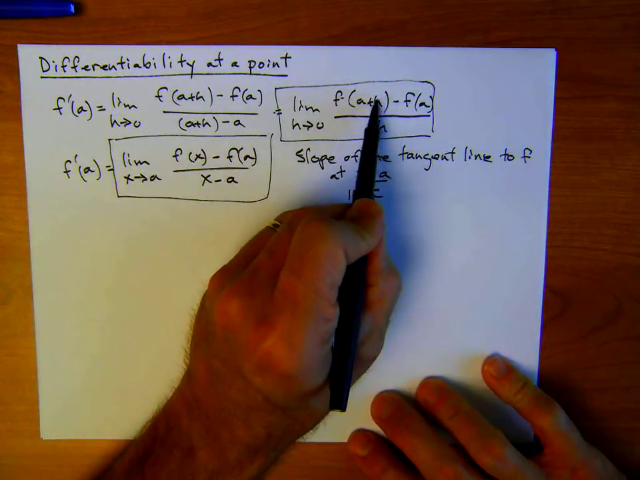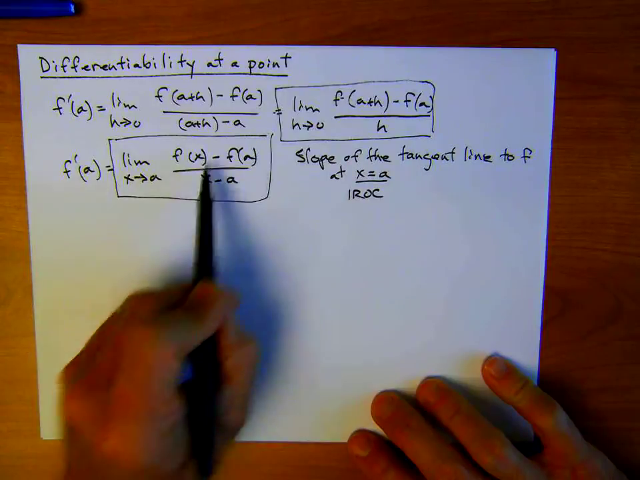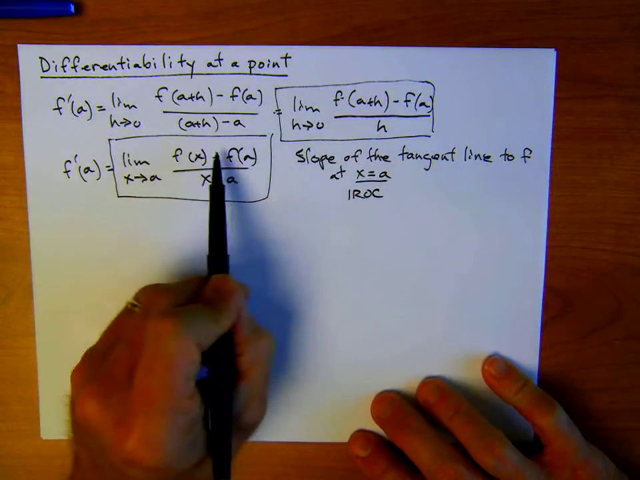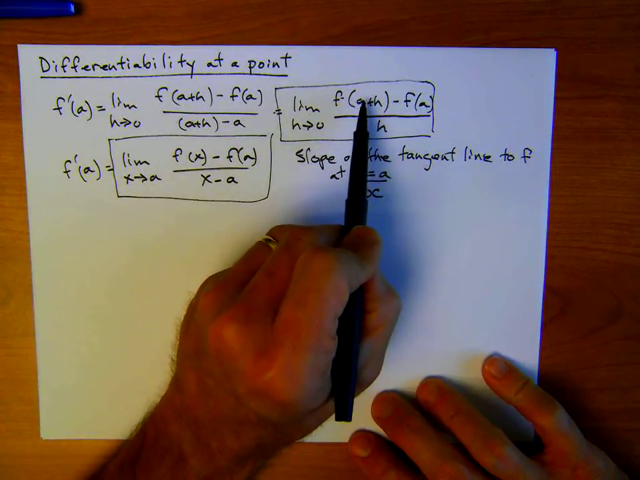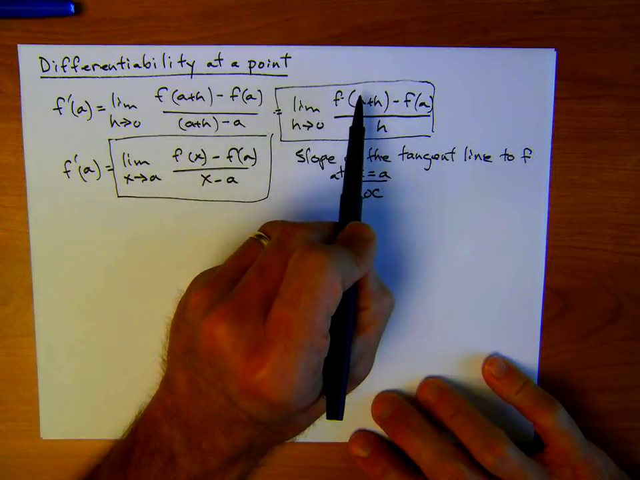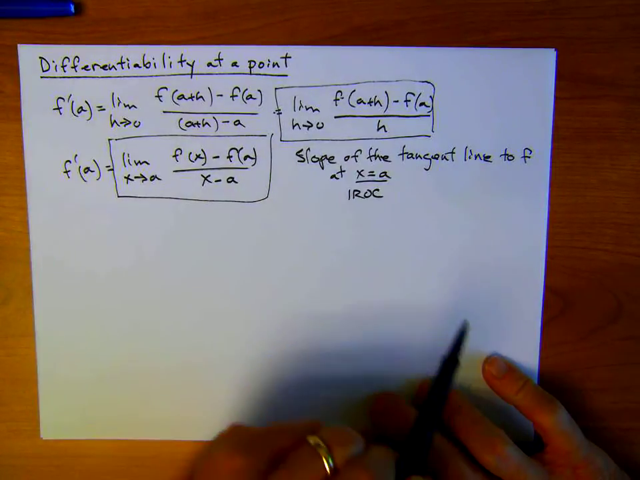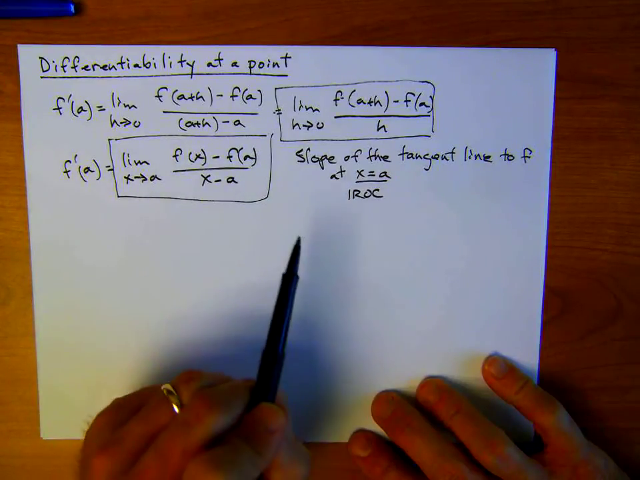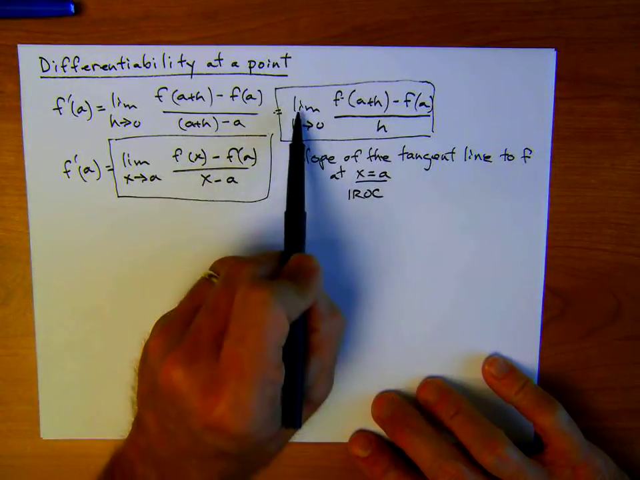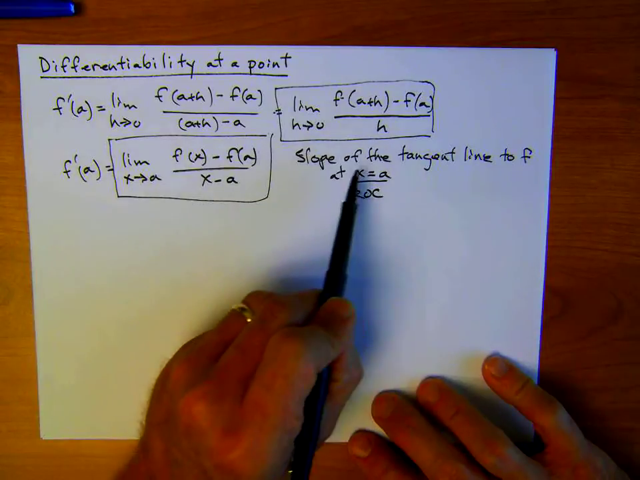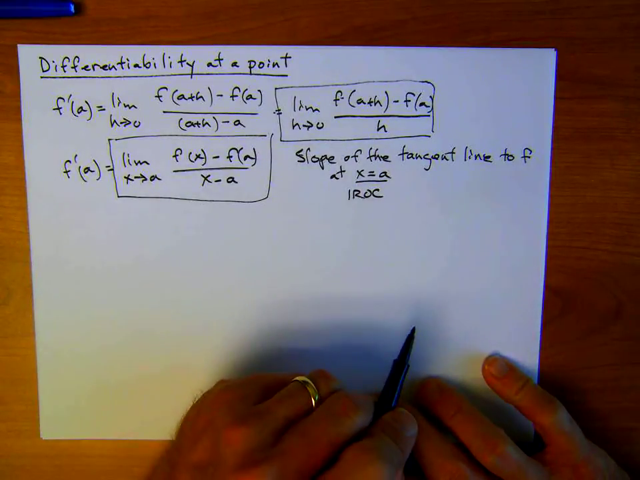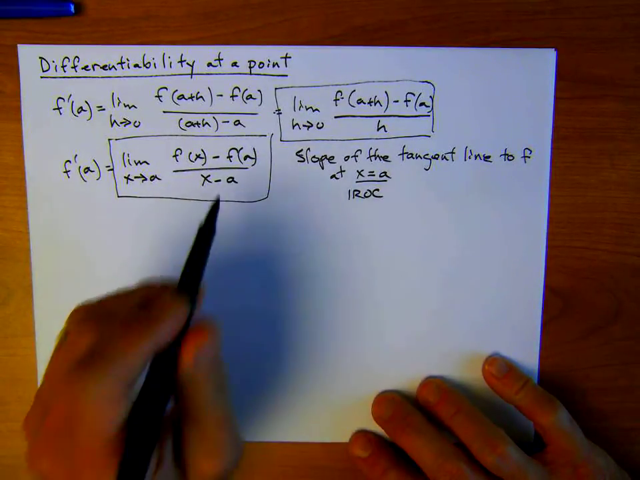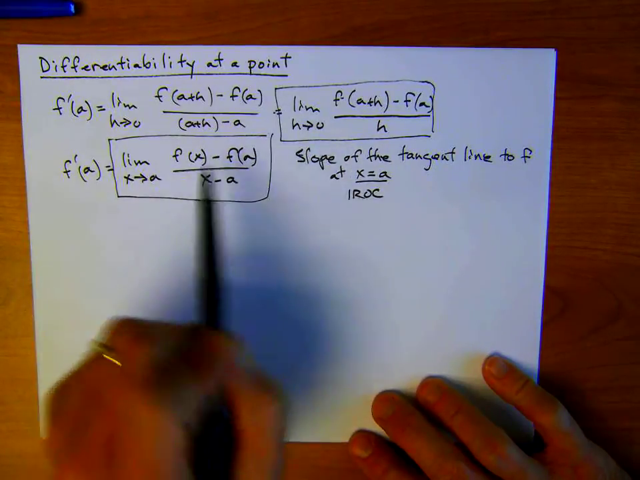Remember, these are both expressions for the slope of the secant line. This secant line goes through a, f of a and a plus h, f of a plus h. This one goes through a, f of a and x, f of x. But remember what this limit does is bring those points together so that we end up with the slope of the tangent line. So another way of asking this question is, when does that limit not exist?